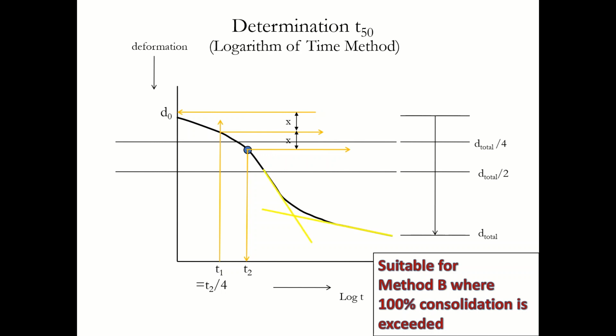Now extend the straight line portion of primary and secondary consolidation to intersect at a point. The coordinate of this point is represented by d100, that is the deformation at the end of 100% primary consolidation. Now the middle point of this red line is d50, and the corresponding time is t50.